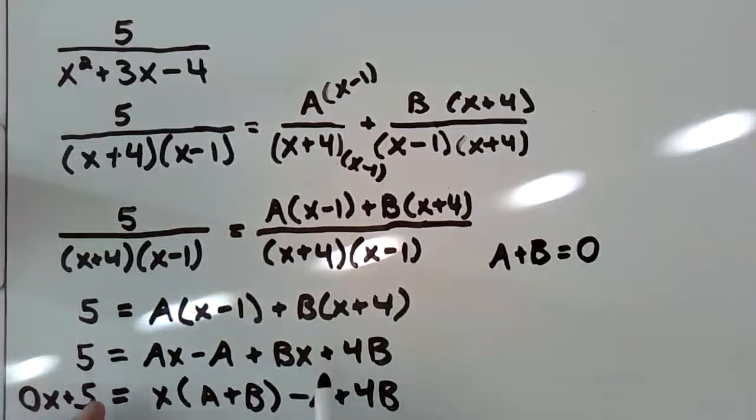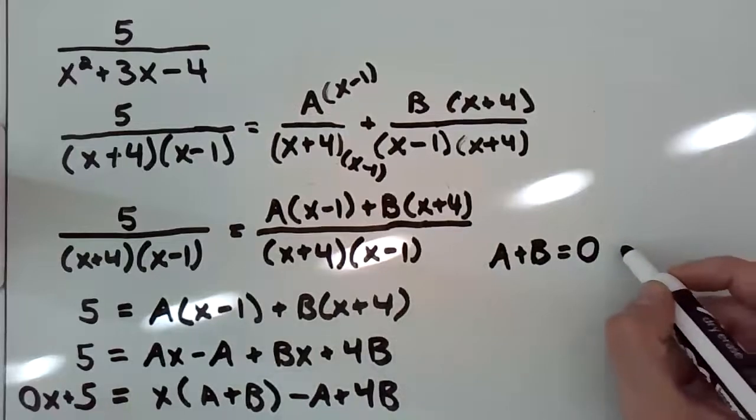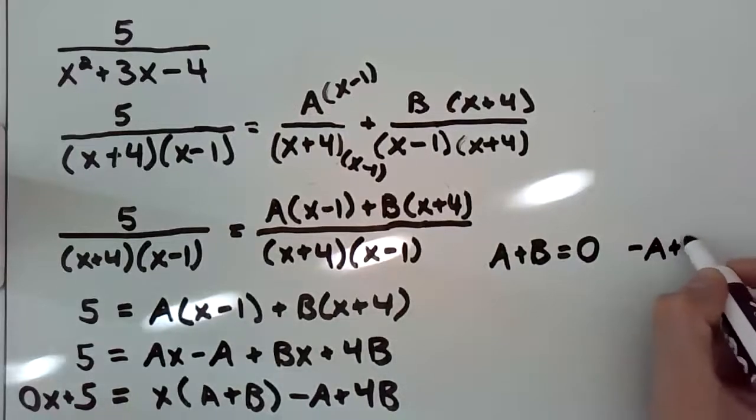Now, if we equate the other coefficients, we have this constant term on the left of 5. And on the right, we have this constant term, minus a plus 4b. So again, for this to be equal, this minus a plus 4b will have to evaluate to that constant term 5. So that's another equation we have.